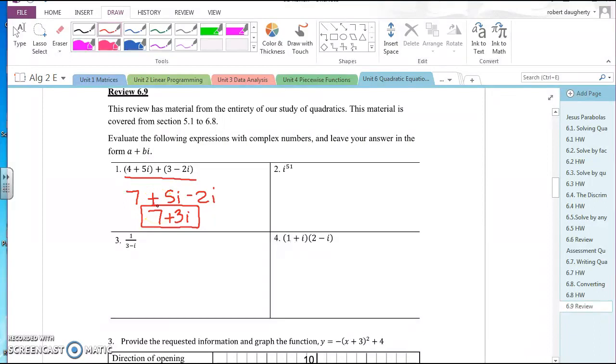Next one, i to the 51st power. The key to powers of i is to divide that number by 4. So if I divide that by 4, 4 goes in there one time. That's 4, leaves me a 1. 4 goes into here 2 times, that's 8, with the remainder of 3. So my answer is i to the third power because of the remainder. You can just write that. This is i cubed. And remember, i cubed is i squared times i. i squared is negative 1. So this is just negative i is the answer for that.